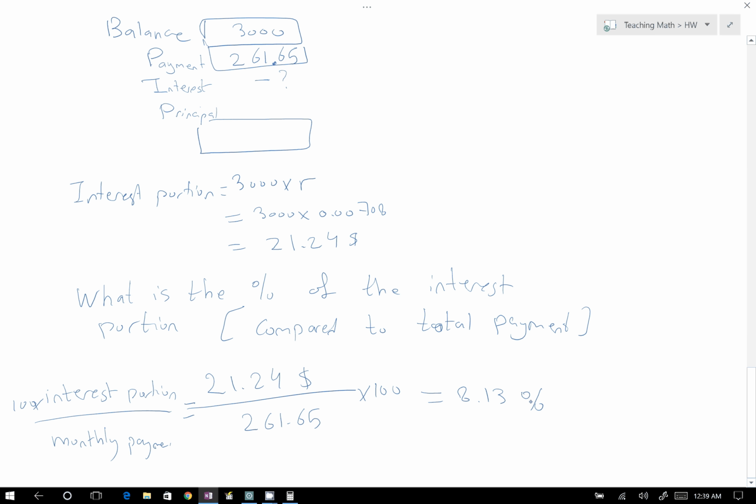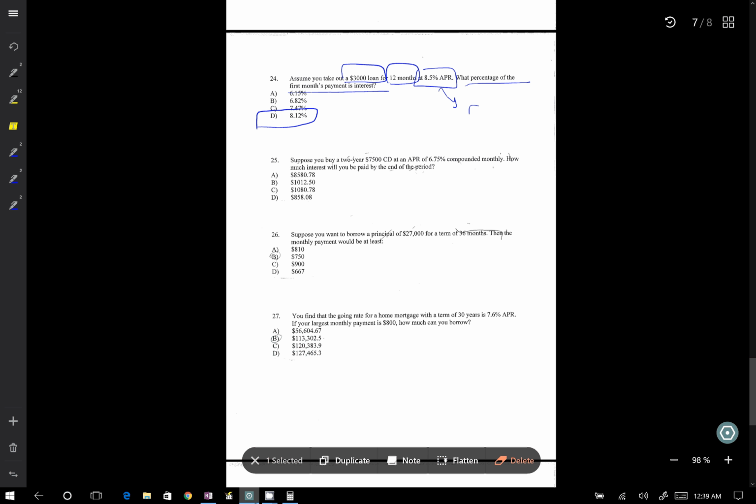8.13%. Close enough, because I think the answer is 8.12%. So meaning that if you do the amortization table, in the first month 8% will go towards the interest, and the rest, which is 100% minus 8.12%, which is equal to 91.88%, will go towards the principal. That's if you're asked.